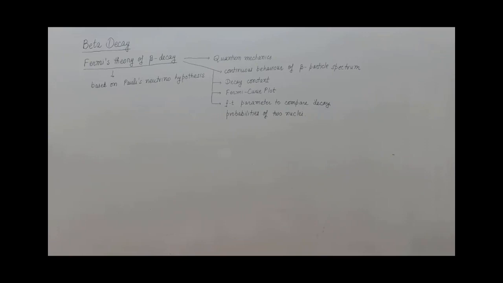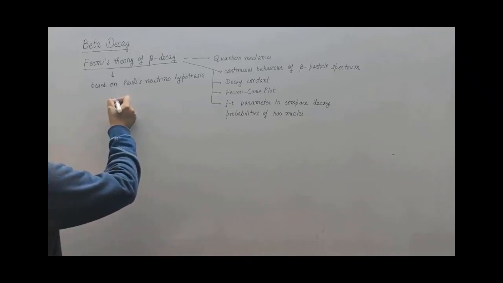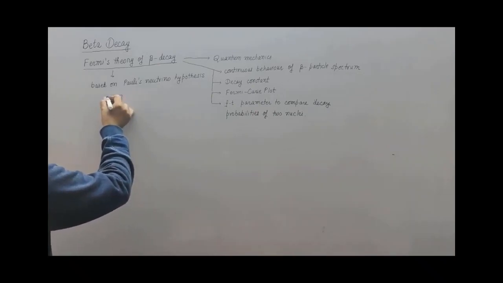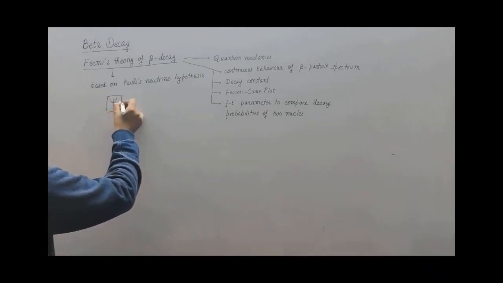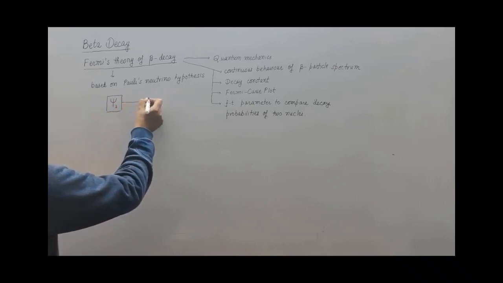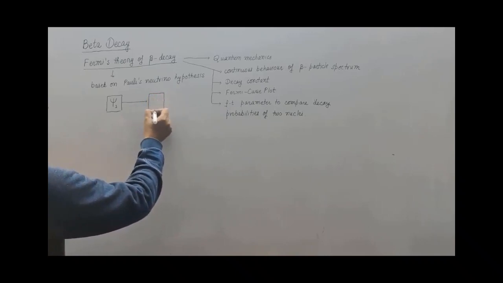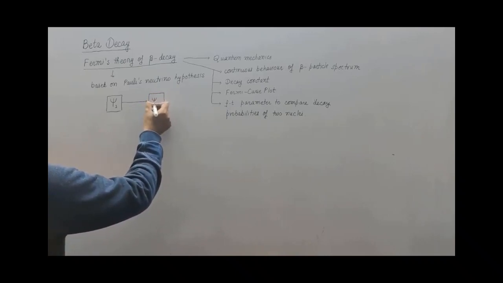Fermi derived an expression of decay constant lambda from the initial state of the parent nuclei to the final state of the daughter nuclei. So there will be an initial state of the nuclei, and suppose the initial state is represented by psi i. This is the wave function of the initial system. And by beta decay, it will change to another system, and suppose that system is represented by psi f.